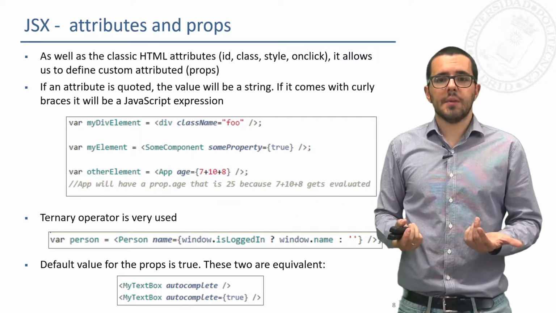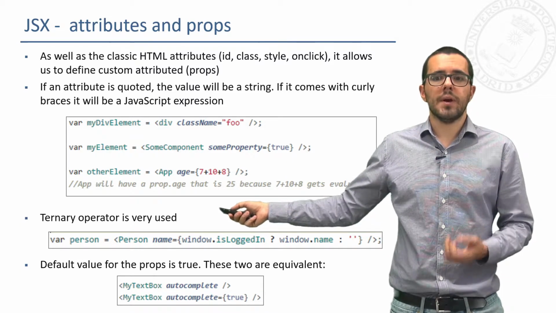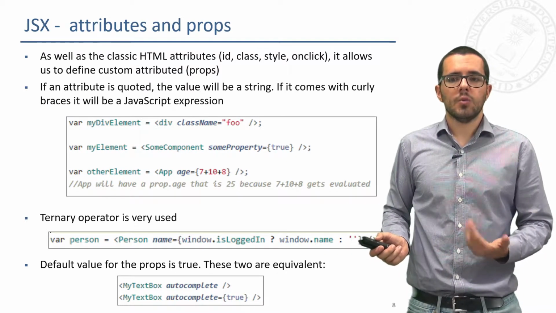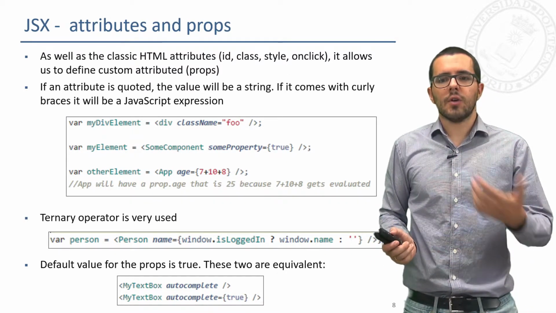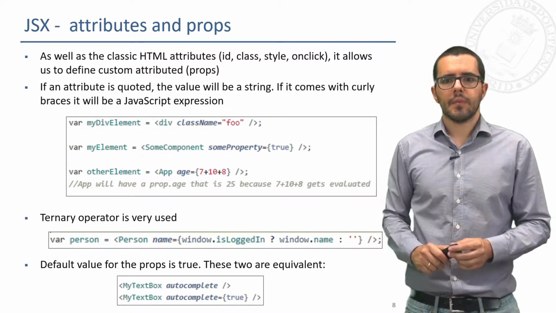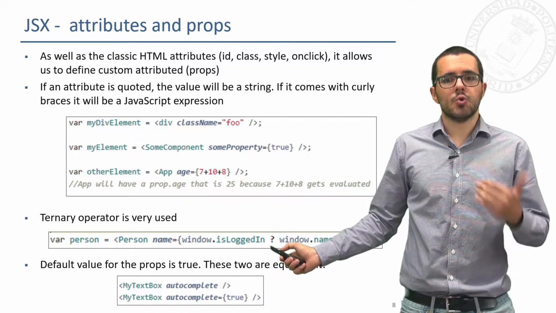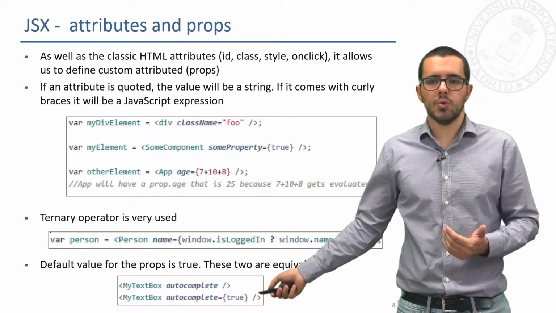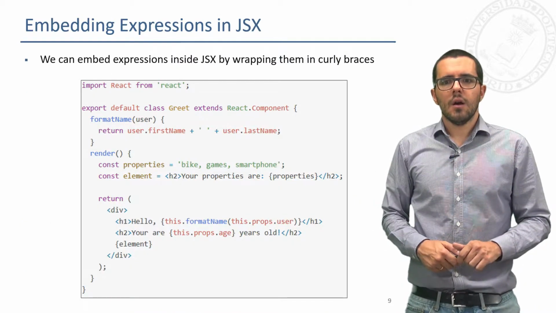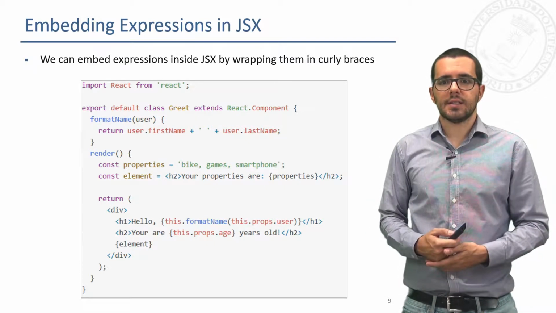As we have these JavaScript expressions, the ternary operator will be very used, because it is a very brief way to, depending on a condition, pass one value or another. And the default value of the props is true by default. For example, these two are then equivalent. Well, how can we then embed expressions in JSX?